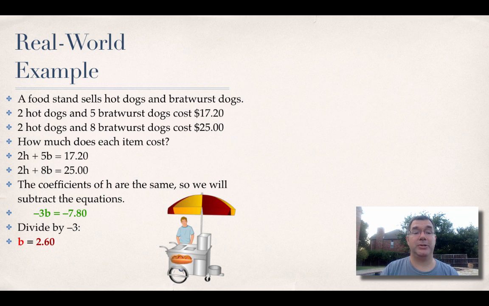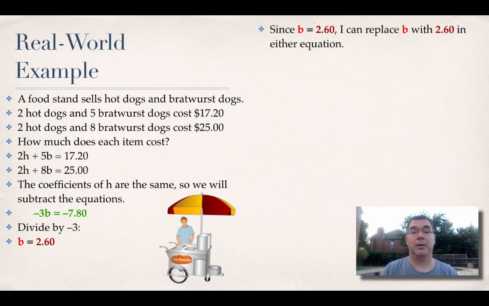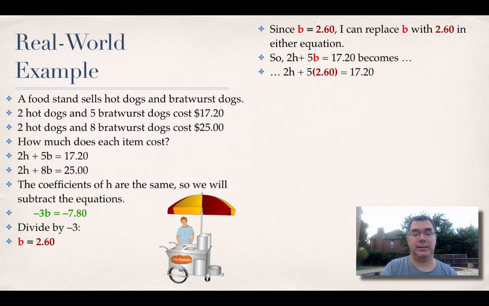I can use that information to figure out the cost of a hot dog. Okay, so b is $2.60, so any equation that has a b in it, I'm going to replace with $2.60. Doesn't matter which equation I use, so I'm going to use the first one. 2h plus 5b equals $17.20, and that becomes 2h plus 5 times $2.60 equals $17.20. I can do that multiplication of 5 times $2.60 and get $13. So 2 hot dogs plus $13 equals $17.20.